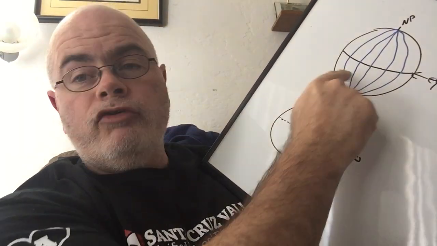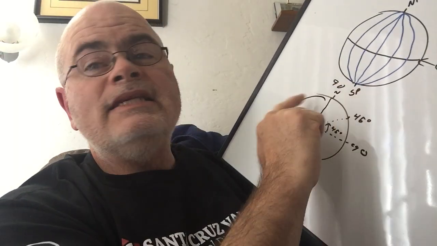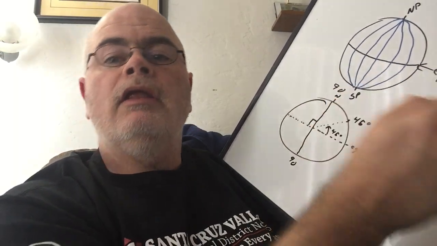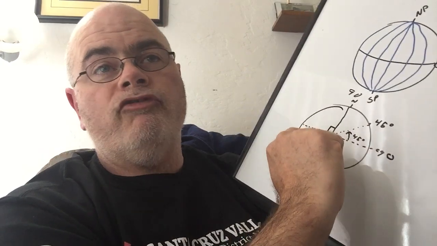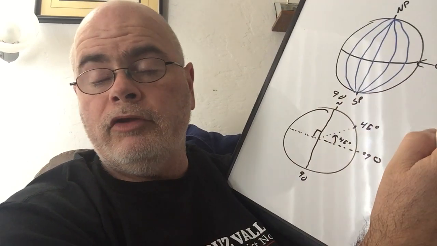So we measure longitude in terms of degrees east or west of the prime meridian. Eastwards is positive, westwards is negative. So we actually are at about minus 111 degrees longitude, or 111 degrees west longitude.